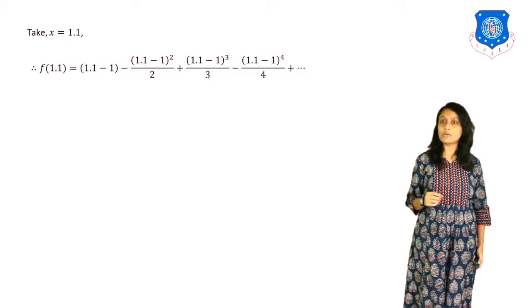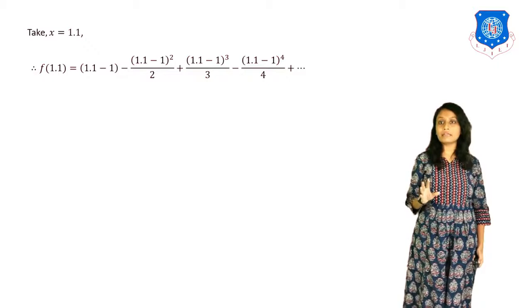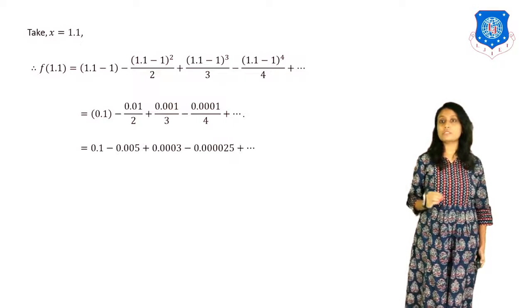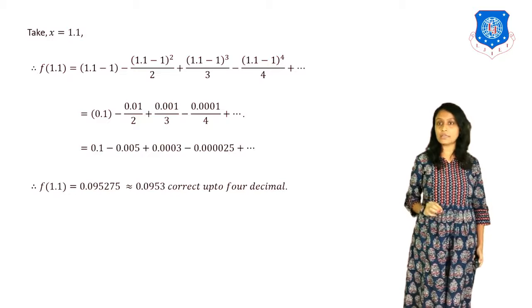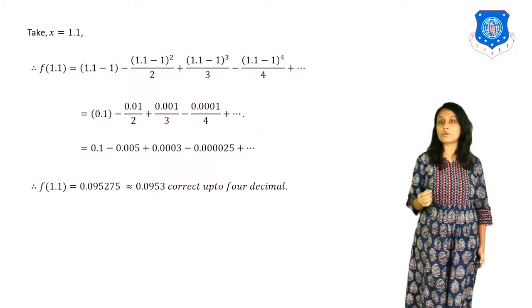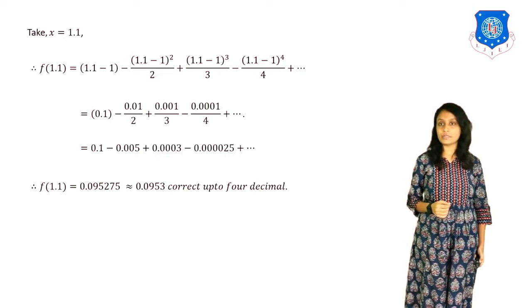So f of 1.1 is what? 1.1 minus 1, then (1.1 minus 1) whole square upon 2. So everywhere in the above equation in place of x we have to write 1.1. We have to just do simple simplification in calculator to get the final answer, that is f of 1.1, that is 0.0953, which is correct up to 4 decimal. Okay.